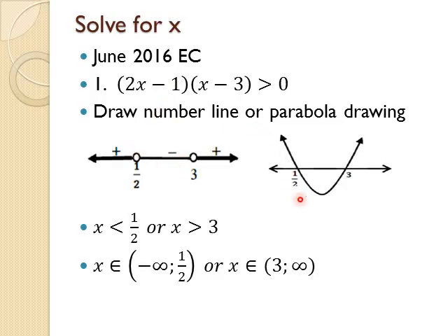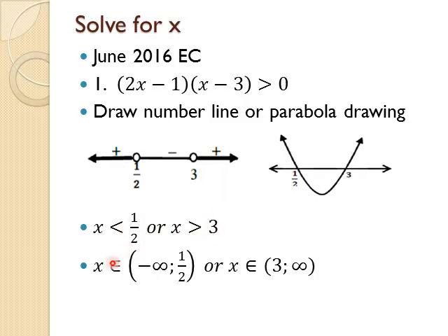Right, you can also draw your parabola. So as I said, 2x times x gives me 2x squared, it's positive, therefore I have a smiley parabola, and it's 0 at half and 3. Right, so where is it greater than 0? As you can see, go from half towards the left, and from 3 going to the right. Therefore my answer: x less than half, or x greater than 3.